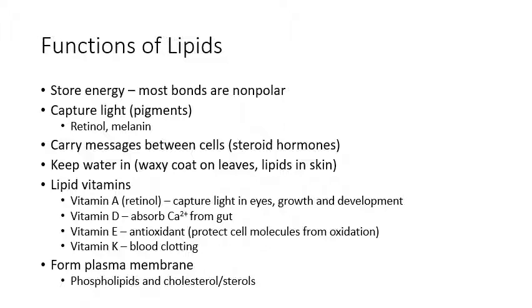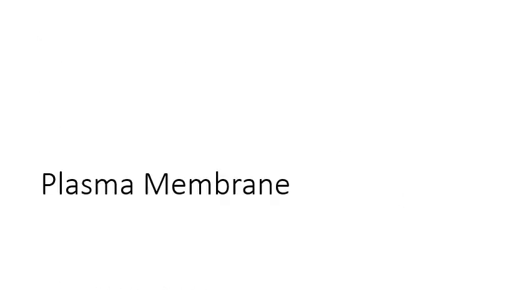Then finally, you have vitamin K, which is necessary in order for you to have proper blood clotting. So if you don't have vitamin K, then you will have a clotting deficiency, and if you get cut, you're going to bleed for a long time. So now that we've gone over some basics about lipids, we'll turn our attention back to the plasma membrane, or the cell membrane.